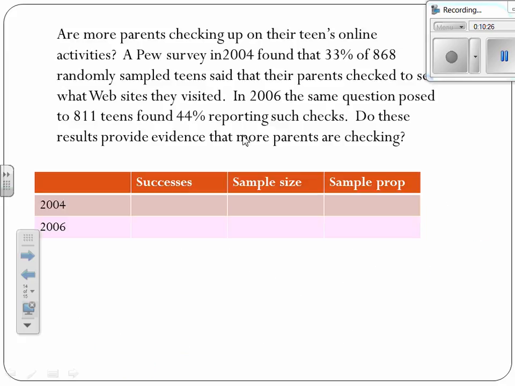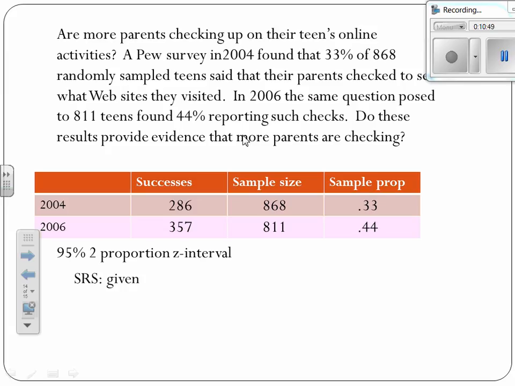One quick example. So are more parents checking up on their teens' online activities? So here's the data. 33% of 868, which is 286, and then they posed the same question a couple years later, and 44% of 811. So there's a 95% two proportion z interval. So we're told that they were random.